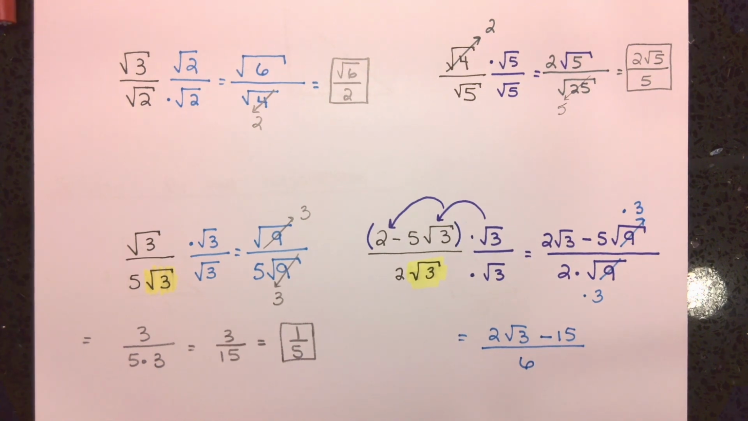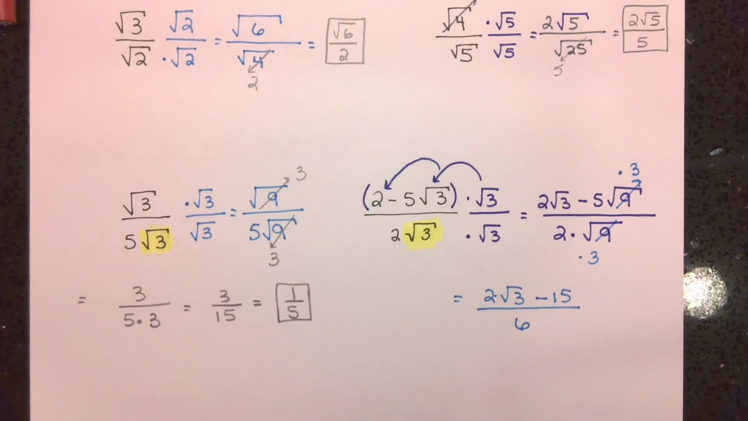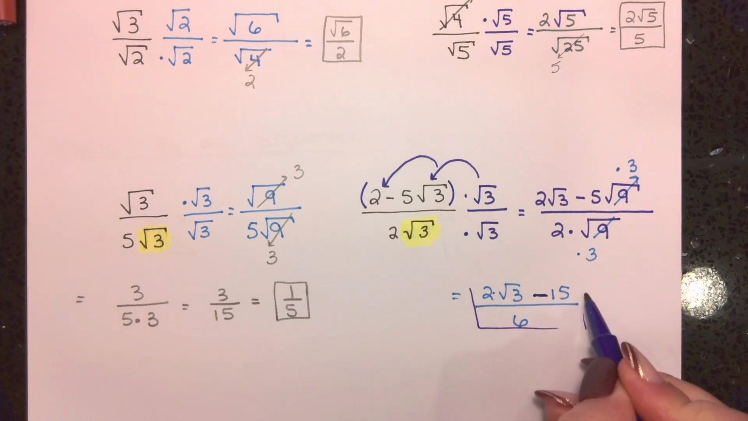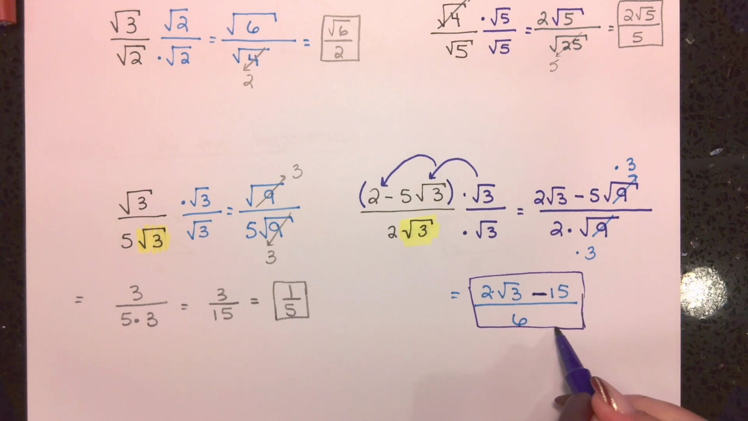No, you cannot simplify 2 and 6. The reason is because of this minus. Because now you have a binomial in the numerator, either you simplify everything or you don't touch it. So we're going to not touch it. Just a quick example or two there.